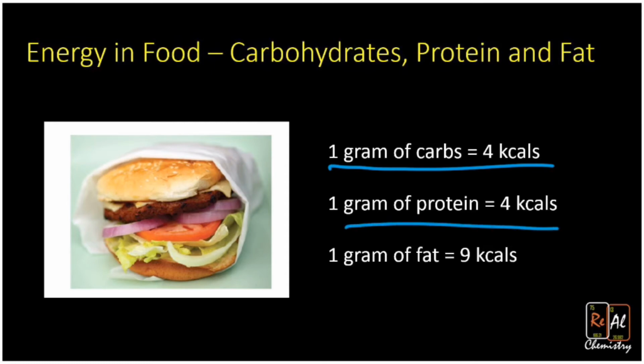1 gram of protein, also 4 kilocalories. 1 gram of fat has 9 kilocalories. So fat is the most energy dense, which makes sense, right? What's fat for? It's for storing energy. And so it makes sense that it would have more energy than the other substances.